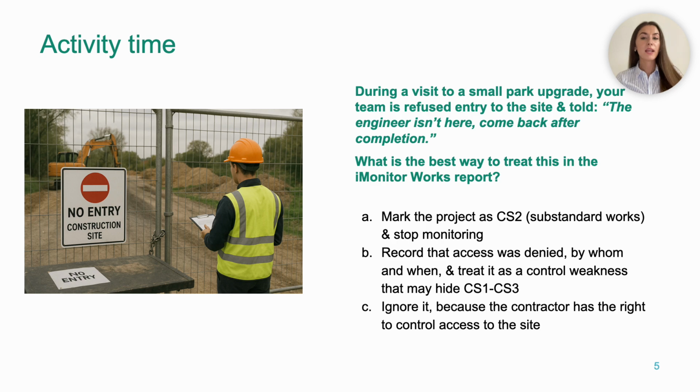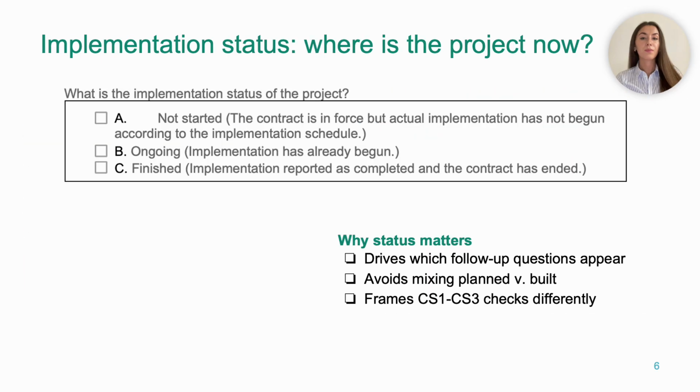So the key takeaway here is, a closed gate is not proof of corruption, but it definitely is a clear indicator that independent checks on corruption scheme 1, 2 and 3 are being made difficult, and that's exactly why we log carefully in Step 2.